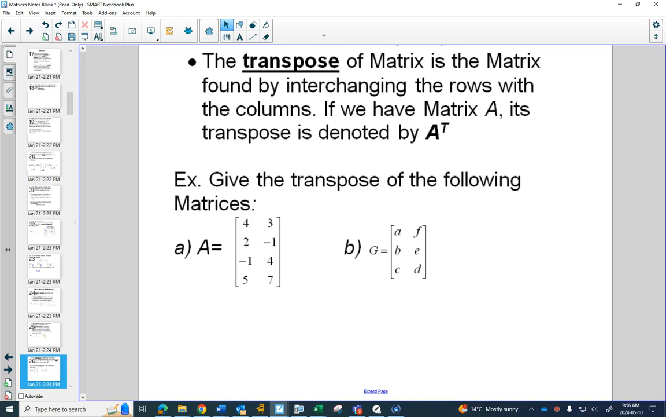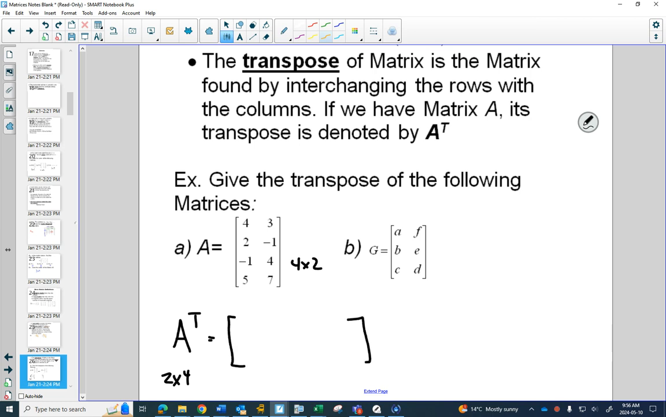The transpose of a matrix is when you just decide to switch your rows and your columns. So if this is A transpose, and A happens to be a 4 by 2, your transpose will be a 2 by 4. Row 1, which is 4, 3, becomes column 1, 4, 3. Row 2 becomes column 2. Row 3 becomes column 3. And row 4 becomes column 4.